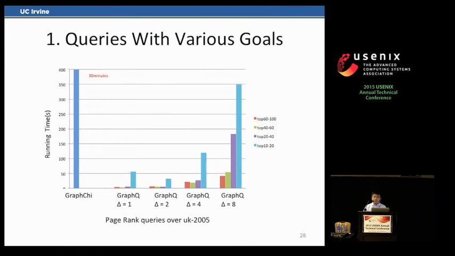We can see that for all the queries, GraphQ can answer the query much faster than GraphG. And if you want to find fewer entities with lower goals, it's very helpful to use GraphQ. If you want to find more entities with higher goals, the running time becomes longer.